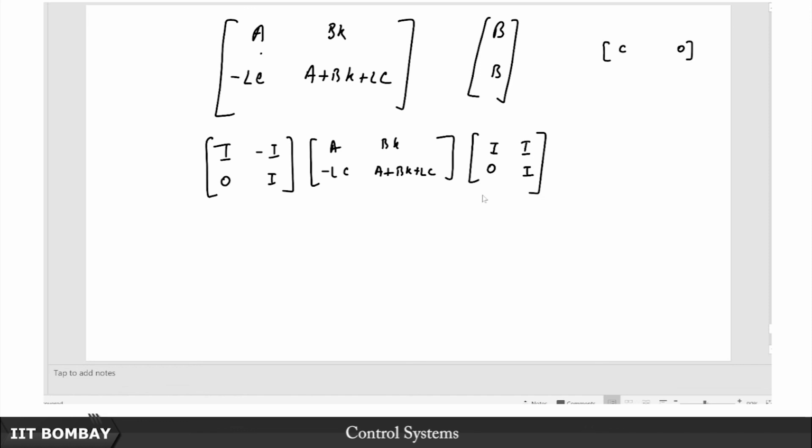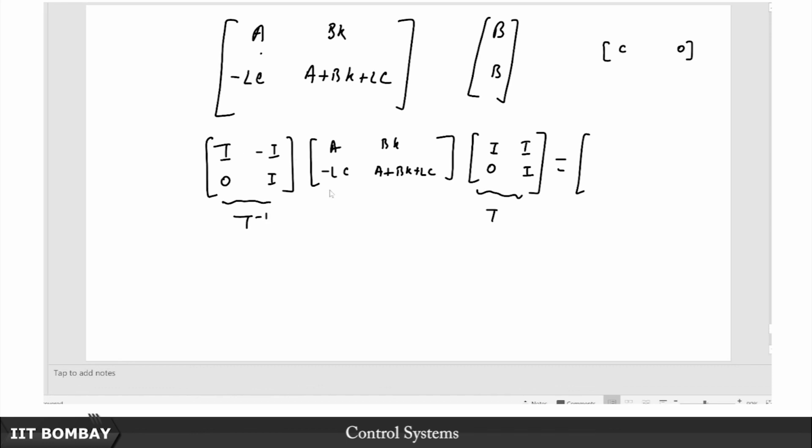I leave it to you, it is a trivial exercise, to check that these two matrices are inverses of one another. So technically I can call this T inverse and this T. This is of course the same dynamics, just a similarity transformation, but look what happens then.